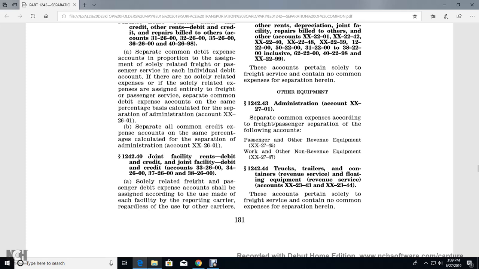1242.40: Joint facility rents, debit or credit, with the joint facility debit or credit accounts 322600, 342600, 302600, 3600. Solely related freight or passenger debit expense shall be assigned according to the use made of each facility reported, regardless of the amount used by other carriers.